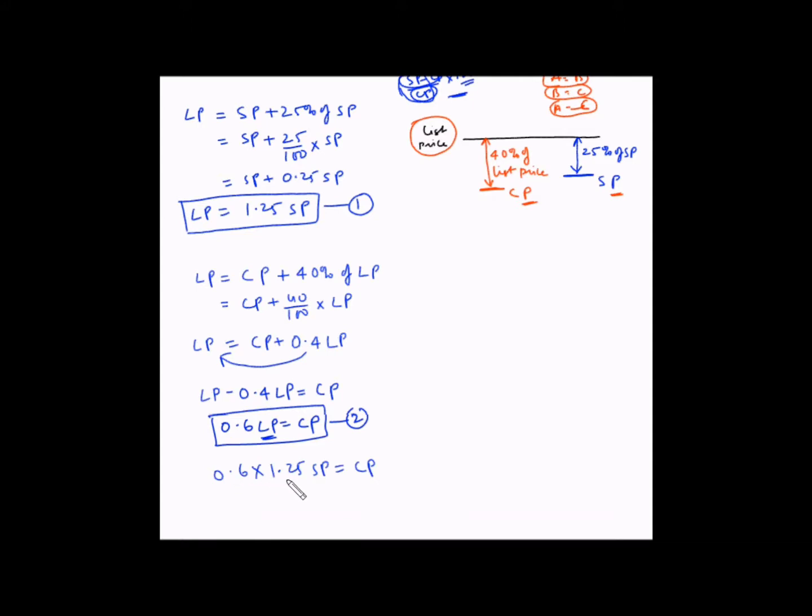So 0.6 multiplied by 1.25. So 6 5s are 30, 0, 3 carry over. 6 2s are 12, plus 3 is 15. So 1 carry over. 6 1s are 6, and plus 1 is 7. And now we'll place the decimals. So this is 2 plus 1, 3. So this will be 0.75 SP is equal to CP.